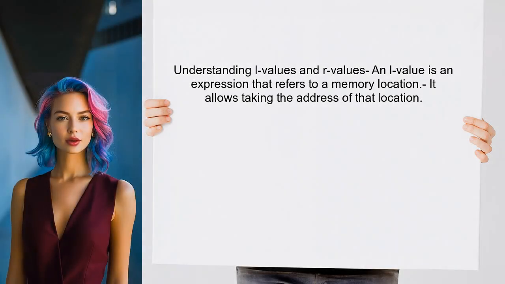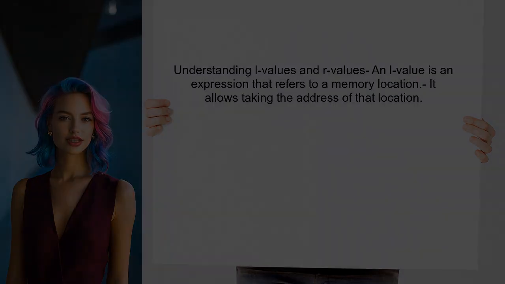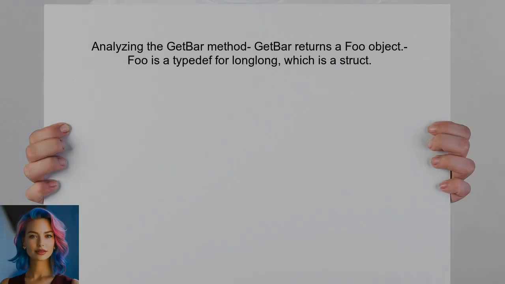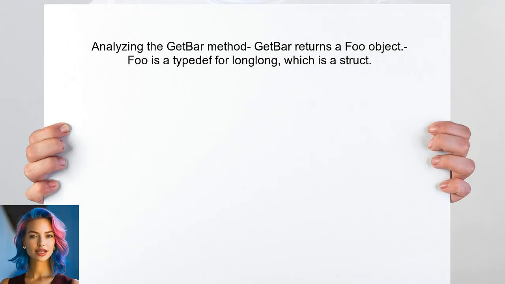To understand why the code compiles without errors, let's first clarify what an L value is. An L value refers to an expression that points to a memory location and allows us to take the address of that location. In the user's code, the method getBar returns a foo object. However, since foo is defined as a typedef for long, the returned object is treated differently than expected.